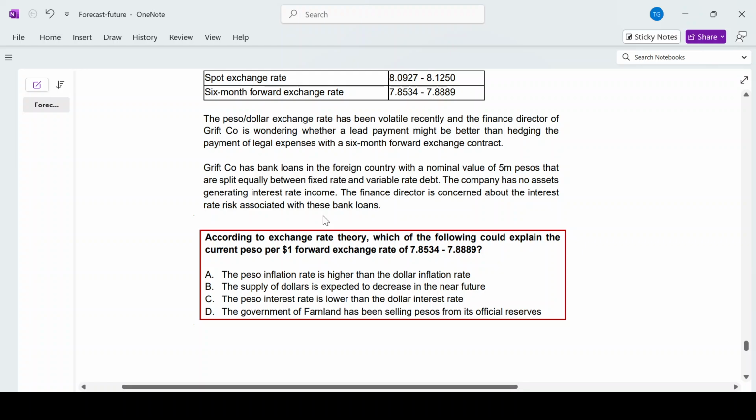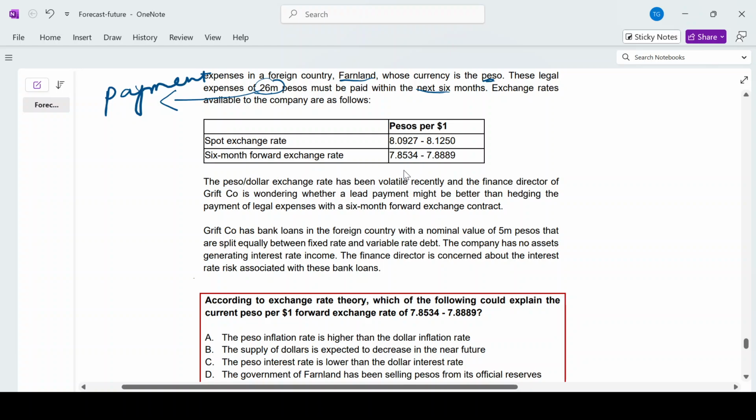Finance director is concerned about the interest rate risk associated with these bank loans. Now, the very first question asks us, according to the exchange rate theory, which of the following could explain the current peso per $1 forward exchange rate? So basically, the forward exchange rate is also given to us today. So we are supposed to explain why this is changing 6 months from now.